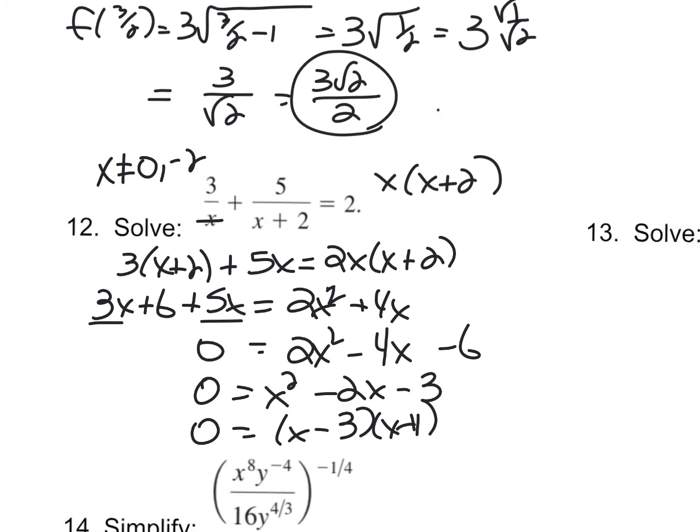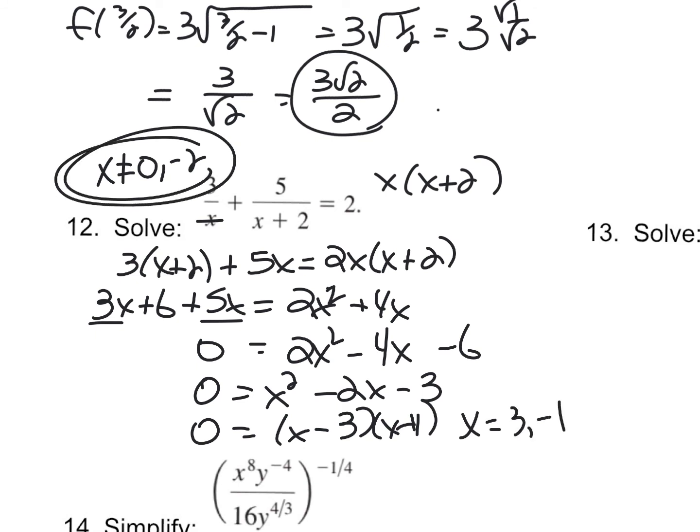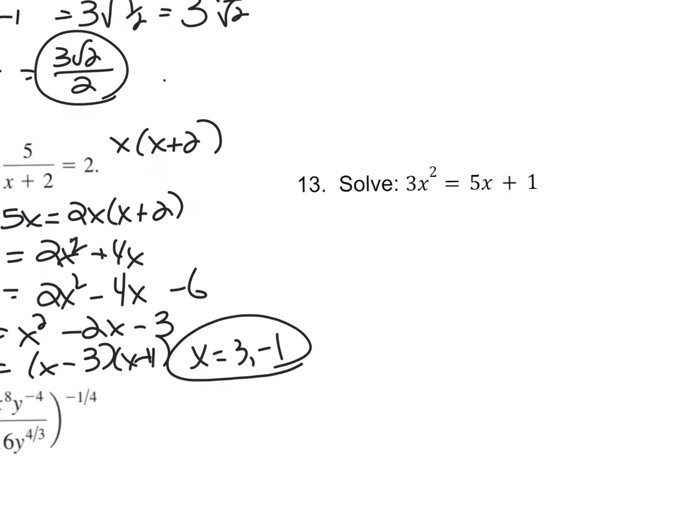And then my two answers may be 3 and negative 1. Remember, you've got to check those. And when I say check, I mean make sure they're not those that we put earlier, and they're not. So there's your two solutions, 3 and negative 1.